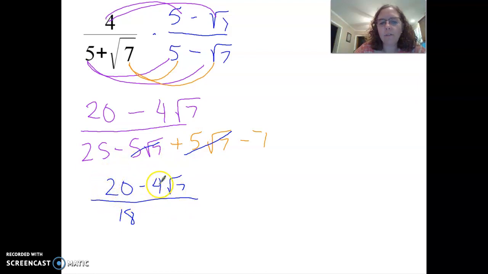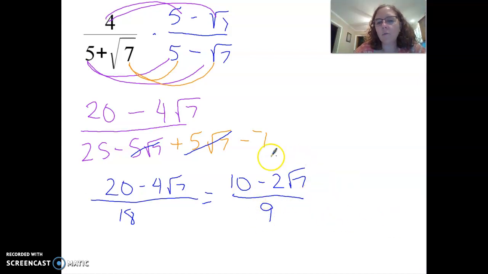So I look at all the numbers on the outside. I don't consider the 7 because it's on the inside. I only look at the numbers on the outside. Is there anything that will divide into 20 and 4 and 18? Really, I'm looking for a GCF. What would be the GCF of 20 and 4 and 18? Well, the GCF would be 2. So 20 divided by 2 is 10. 4 divided by 2 is 2. Doesn't change the square root of 7. 18 divided by 2 is 9. And so that is going to work out to be our final answer.